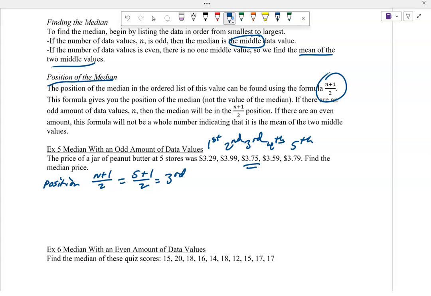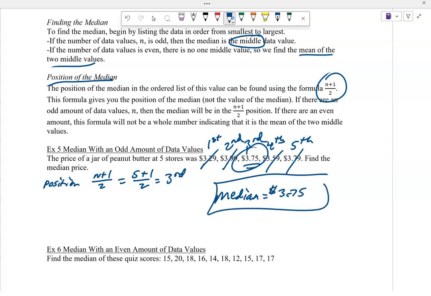I like to do it this way. I cross out them in pairs. I cross out the first and last, then I cross out the second one and the second to last. There's my median right in the middle. So the median price at these 5 stores is $3.75.